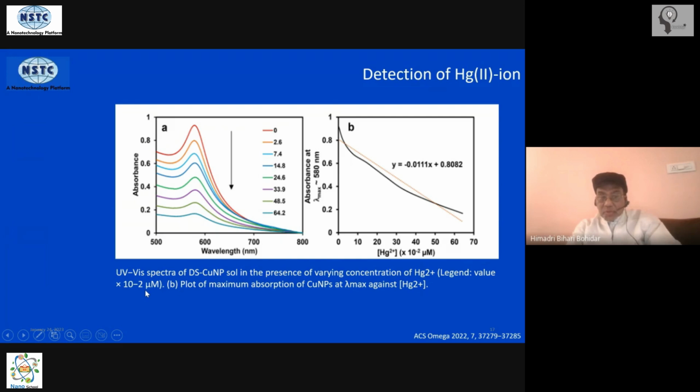10 to the power minus 2 micromolar. So with the increasing concentration of this, you see the absorbance is decreasing like this. And if you plot the absorbance at 580 against the concentration of mercury, then you see it is almost linearly decreasing. Okay, it's monotonously decreasing with concentration. It's reflective of this information.